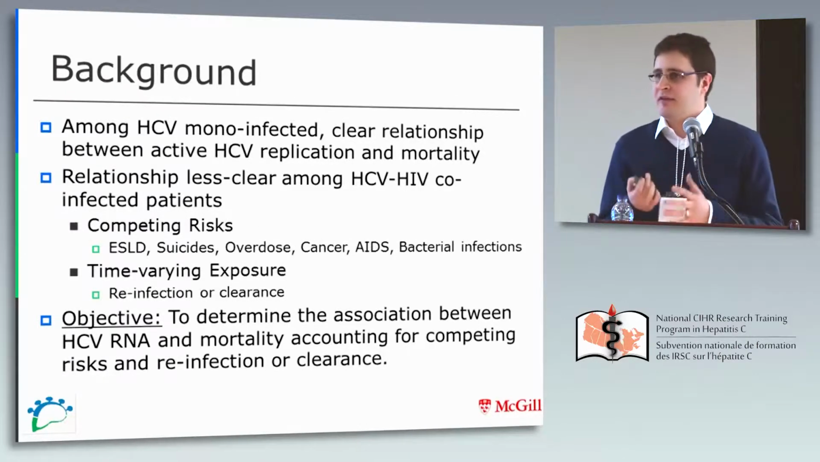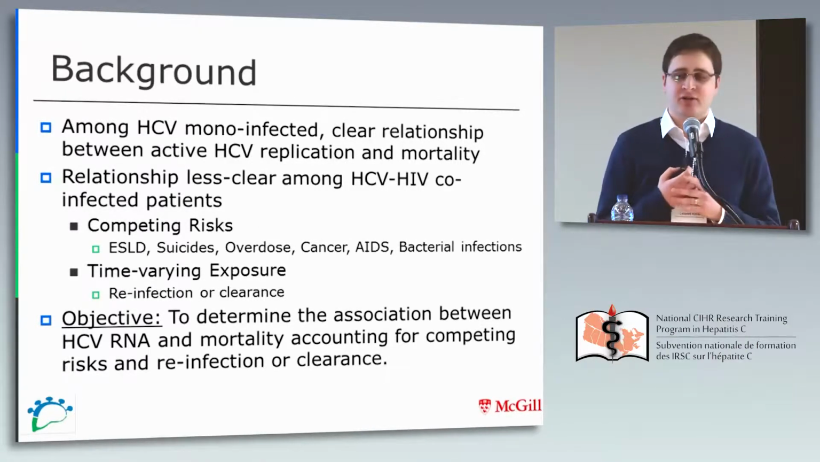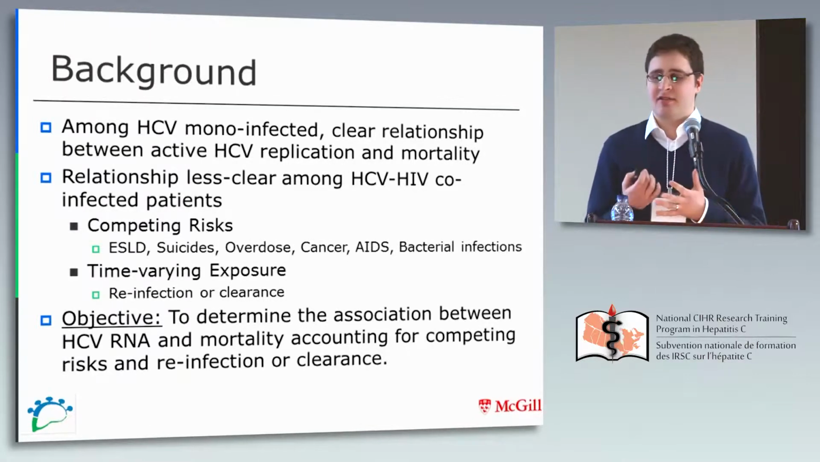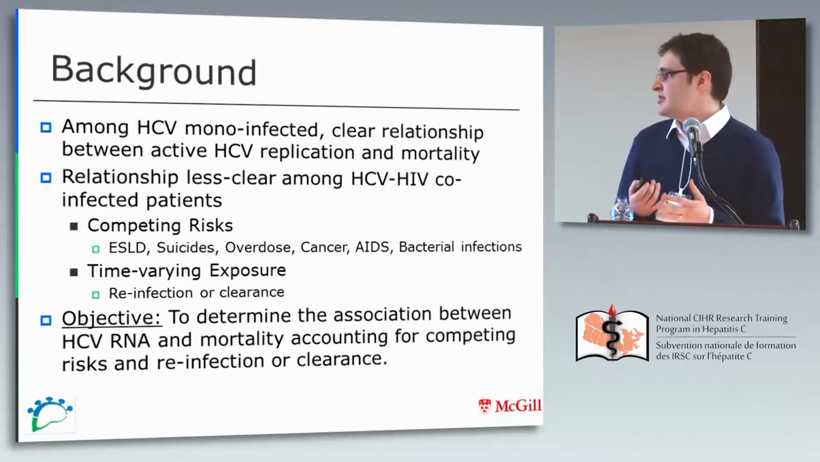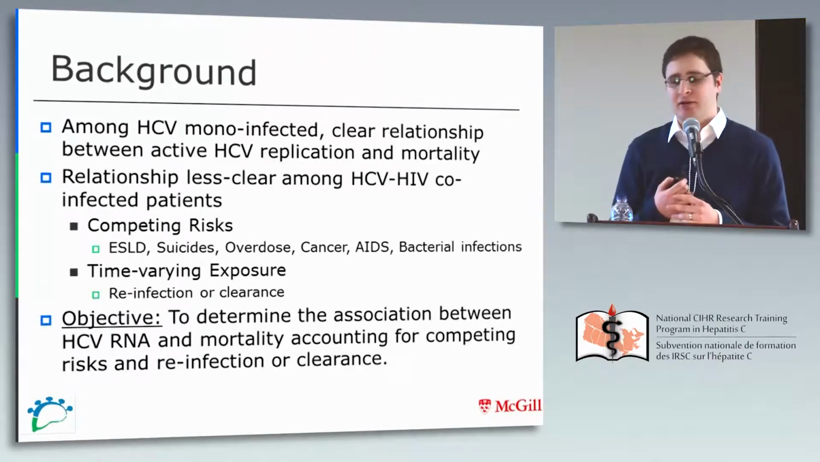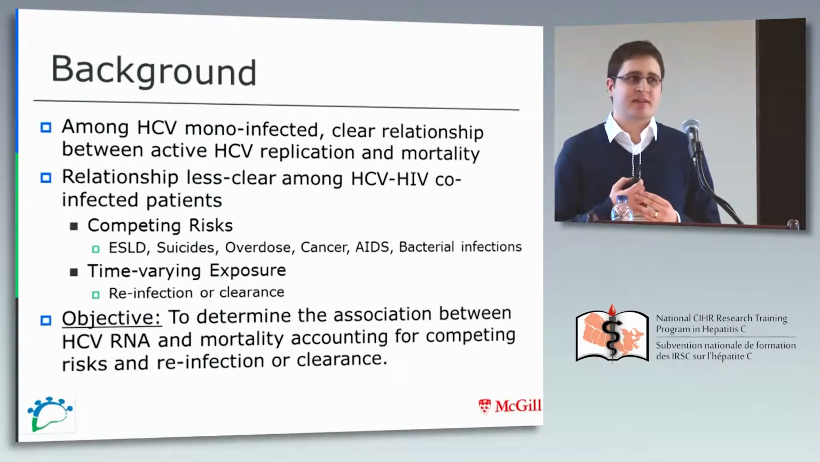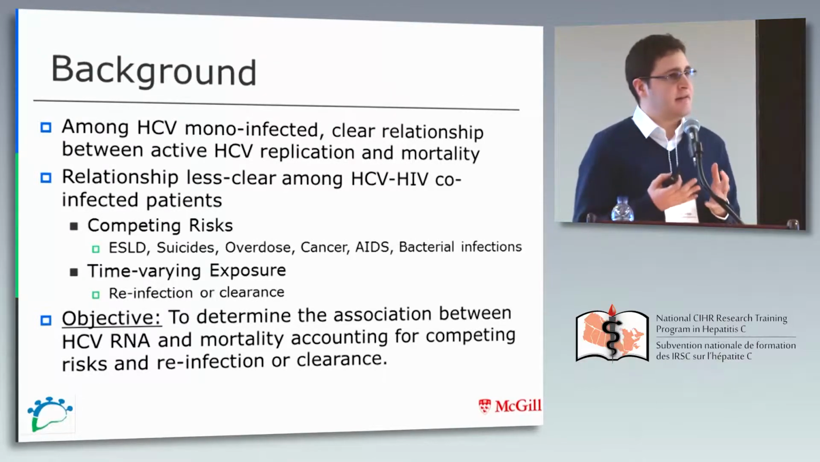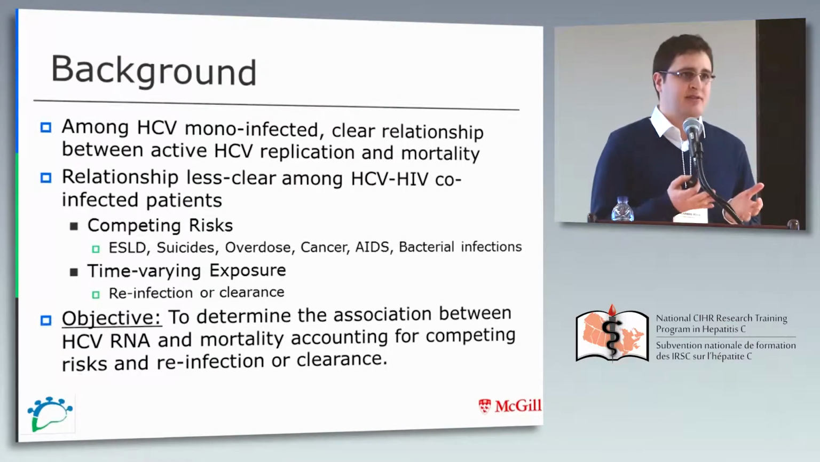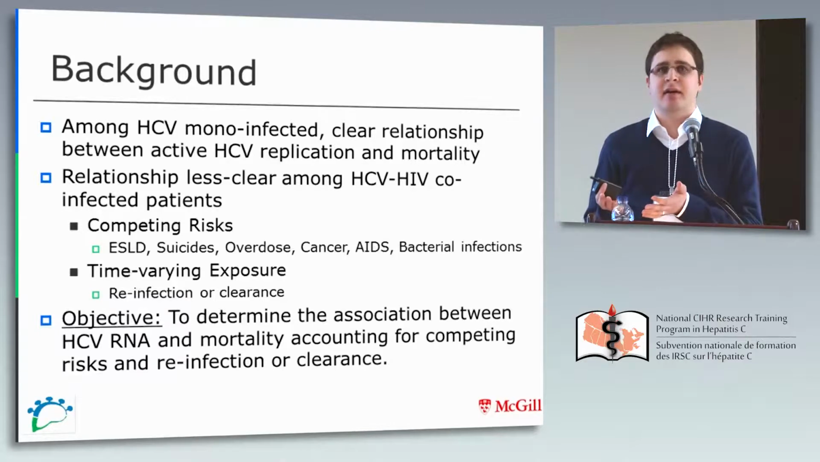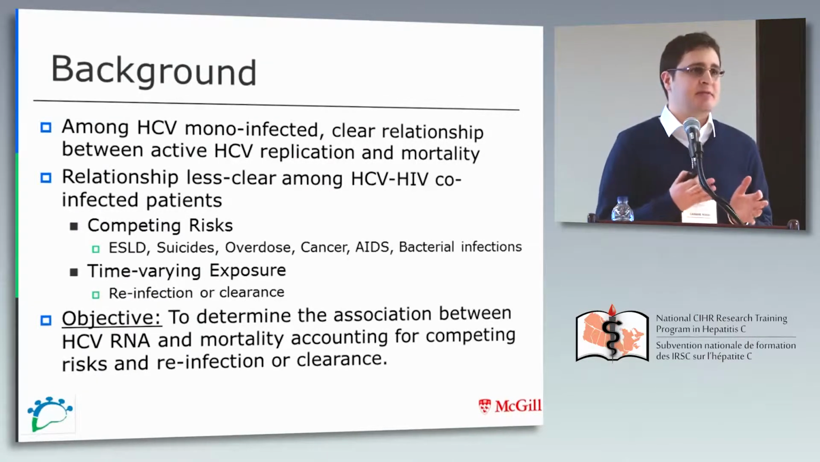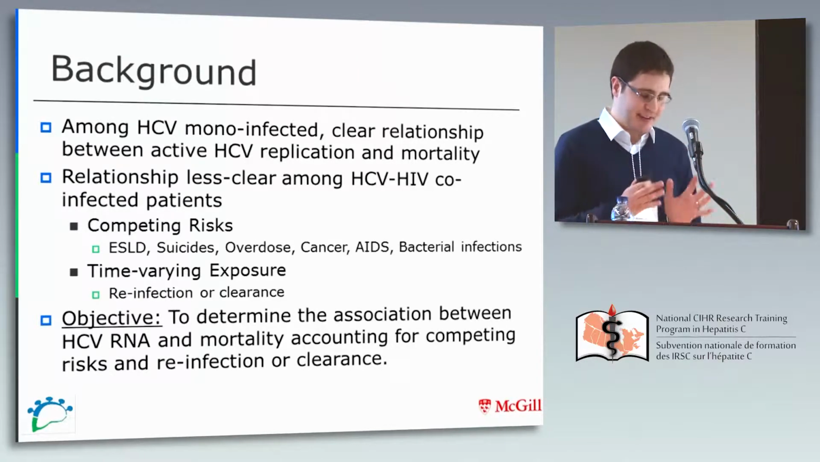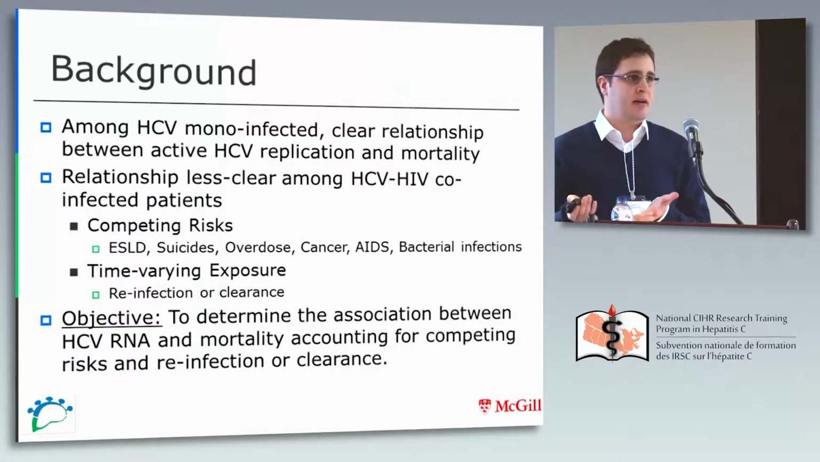In co-infected populations, as Dr. Klein showed this morning, we're more likely to see other causes of death in addition to end-stage liver disease. So we'll also see suicides, overdose, cancer, AIDS, and even bacterial infections. If we're interested in looking at the effect of HCV RNA status on, let's say, non-liver disease-related mortality, we have to take into account that some study participants might die from end-stage liver disease before we can observe other causes of death.